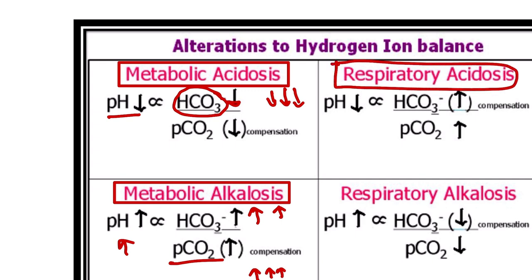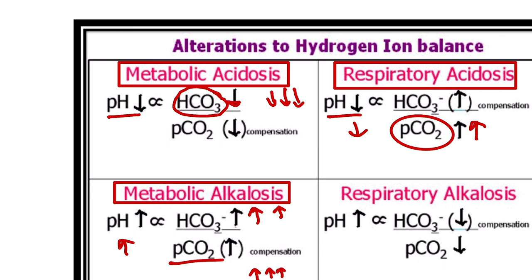In case of respiratory acidosis, pH is reduced. In respiratory cases, the primary substance is the partial pressure of carbon dioxide. So when pH is reduced, partial pressure of carbon dioxide increases, and bicarbonate level increases when compensation occurs. So in respiratory acidosis, pH is reduced, but the other two parameters increase. In case of respiratory alkalosis, what happens? pH increases, but first of all partial pressure of carbon dioxide reduces, and bicarbonate reduces when compensation occurs.